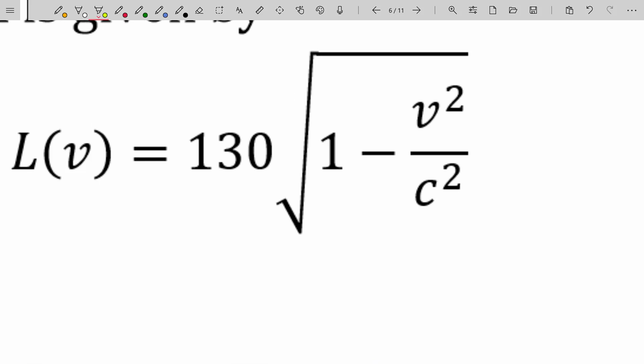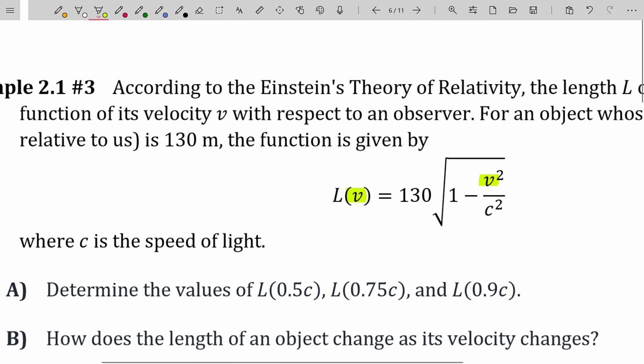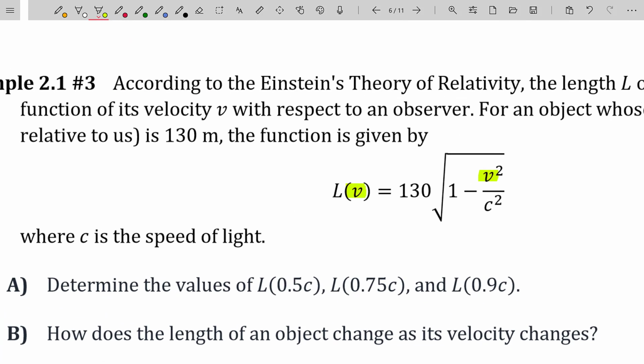In that function, you could see L of v is equal to 130 square root of 1 minus v squared over c squared. Well, v is how quickly the object is moving. But what's c? Well, c is the speed of light. You don't actually need to know what it is for this problem, so I'm not going to tell you what it is. You can actually Google that. It's very easy to search for the speed of light, but it's not needed for this problem.